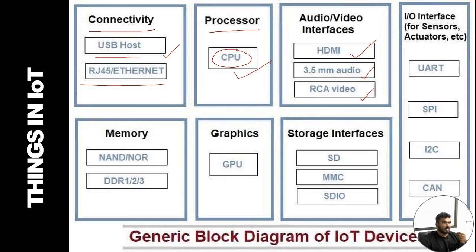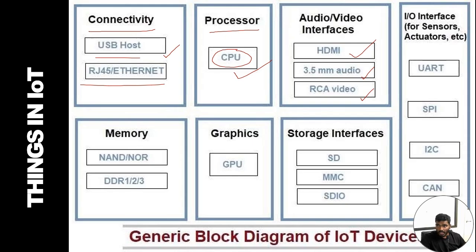We used to have these types of cables during our childhood. We have three cables: one is red, one is white, and one is yellow. Each cable is used for one type of signal, like one is for video, one is for audio, etc.